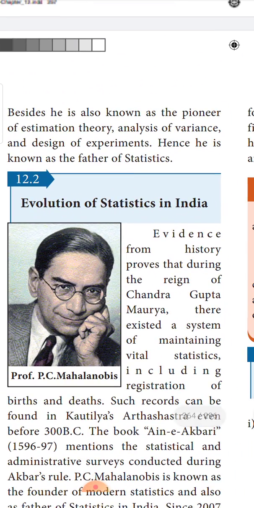Underline this also. R.A. Fisher was also known as what? Pioneer in the estimation theory, that is finding an estimation, giving a value to us, to whatever the data that you are collecting, that you call estimation theory, and analyzing the different variances and designing an experiment to find out a solution. His contribution was on all those sides. So he was known as what? Pioneer. Pioneer means a forerunner, one who gives a lead and takes the others behind.